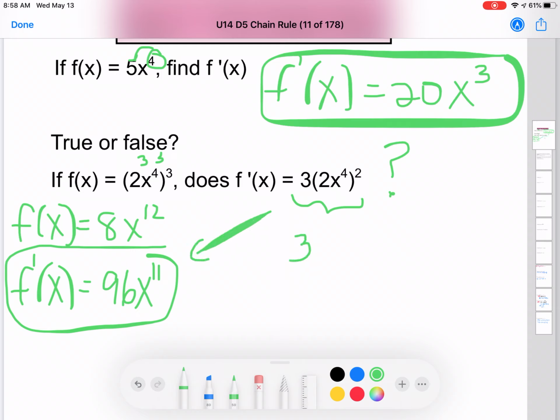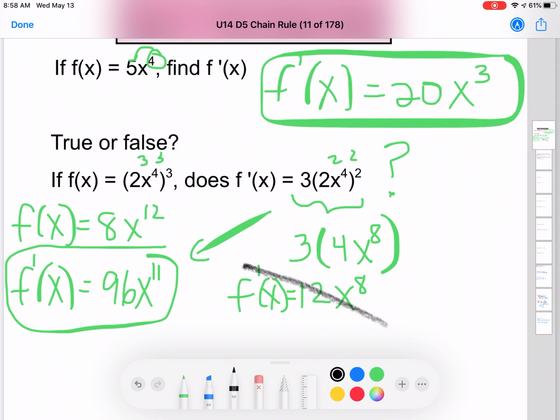So we'll do the inside first, distribute that power of 2. 2 squared is 4. Power to a power means multiply, right? And now we get 12x to the 8th. So that is not equivalent to this guy, right, over here. It's not equivalent. So that's not how we do it.